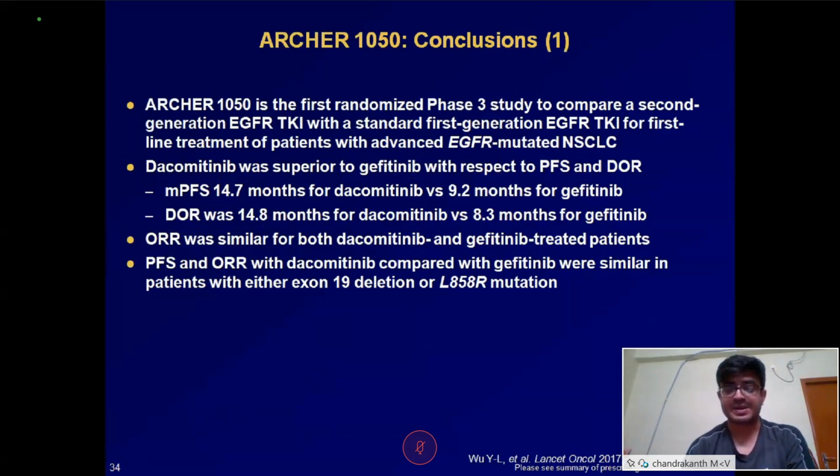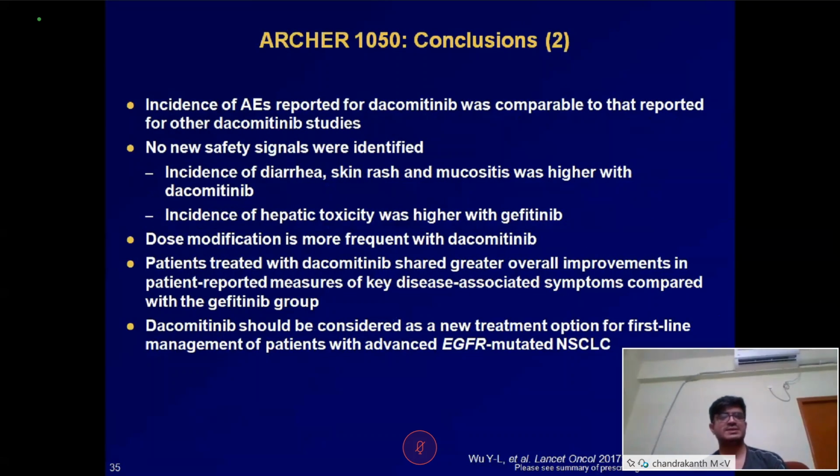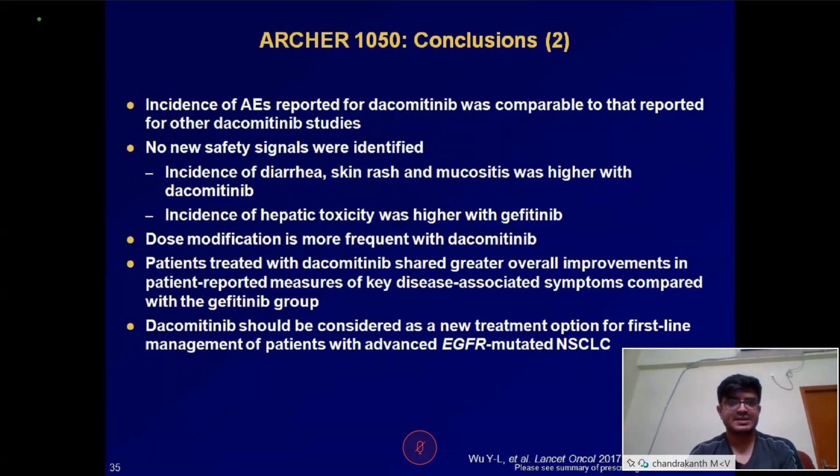So we had Afatinib where the comparison was the chemo arm and was not the TKI. So this is the first ever second generation TKI being compared head to head with another TKI, on this occasion Gefitinib. So these were the conclusions as far as toxicity is concerned. There were adverse events reported with Dacomitinib, and no new safety signals were identified. Incidence of diarrhea, rash, and mucositis were higher with Dacomitinib. Incidence of hepatic toxicity was higher with Gefitinib, and dose modification is more frequent with Dacomitinib. Patients treated with Dacomitinib showed greater overall improvements in patient-reported measures of key disease-associated symptoms compared to the Gefitinib group.